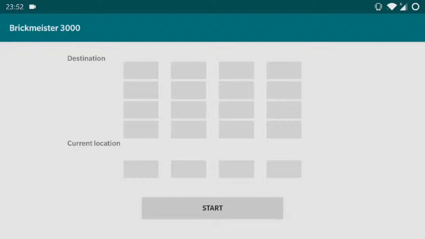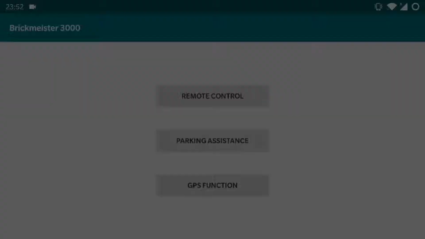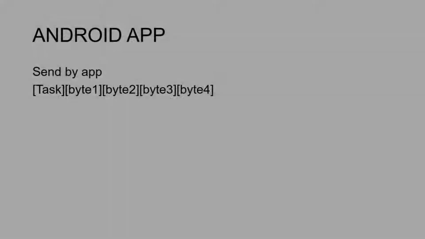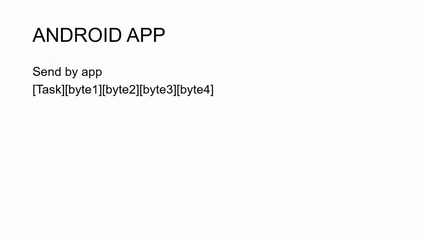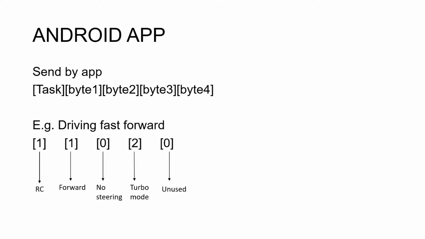For example, when driving forward using remote control, the first byte will tell the brick it has to use remote control. The second one determines if the car goes forward or backward. The third one sends a steering angle, based on the tilt of the phone. And the fourth one determines the speed of the car, switching between normal mode and turbo mode.